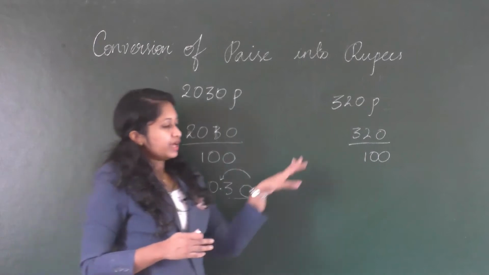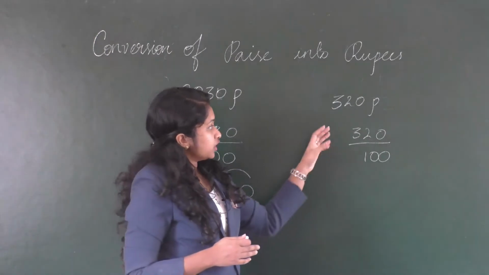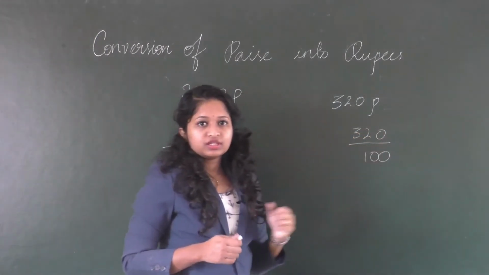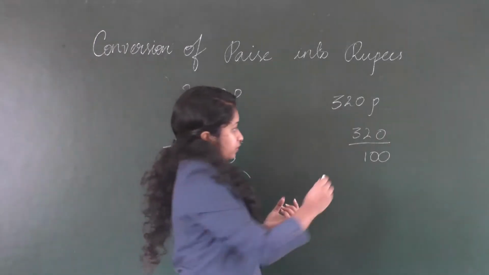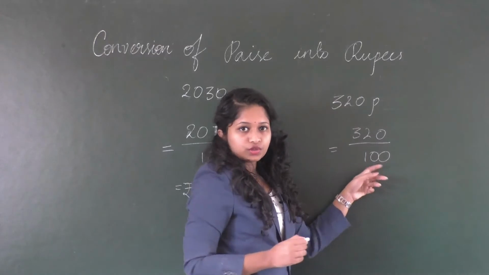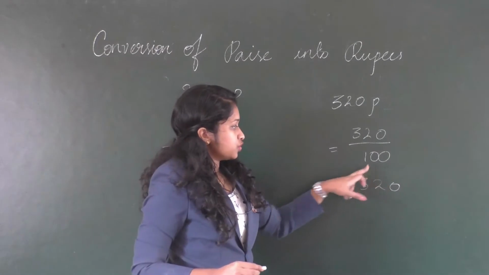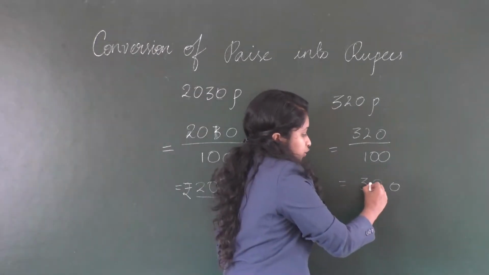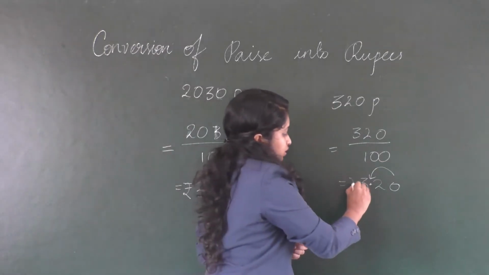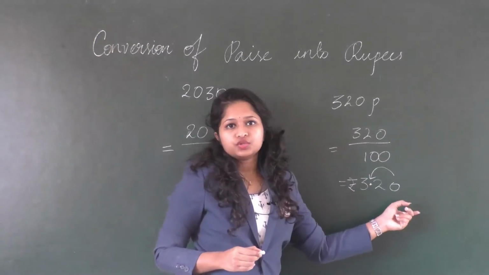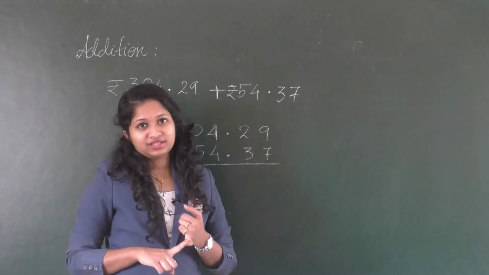I have one more example here, 320 paise. Now to convert this to rupees, see here we have 100 in the denominator. There are 2 zeros. So write the numerator as it is. Since there are 2 zeros, put a point after 2 digits from this side. Now this is 3 rupees 20 paise. Got it? We learnt about units of money, isn't it?